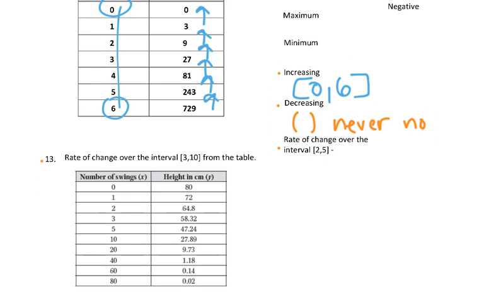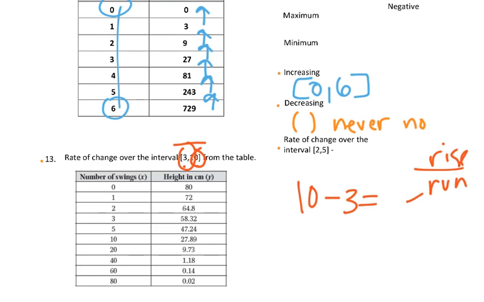Okay, let's take a look at rate of change. So we've got some extra tables here. So rate of change from 3 to 10. Remember, with rate of change, it's rise over run, the vertical over the horizontal. Okay, the interval is the horizontal. So if I take the second number, 10, subtract the first number, 3, that's going to give me the run. 10 minus 3 is 7. So my bottom number is 7.